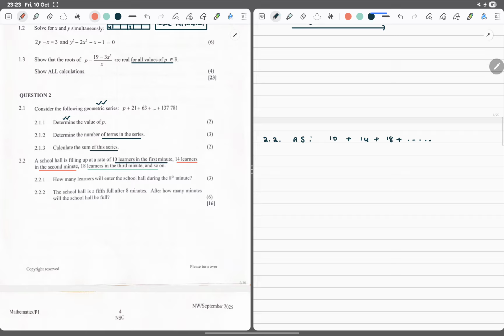Right, so first question says, how many learners enter the school hall in the 8th minute? So we want T8. So 2.2.1. We know that T sub n here is a plus n minus 1 times d. So this means T sub 8 is going to be 10 plus 8 minus 1, common difference, we saw that is 4. Therefore, T sub 8 is 7 times 4, 28, plus 10. This gives us 38.